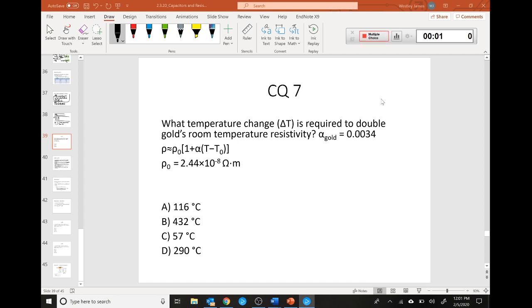So the question is, what temperature change is required to double gold's room temperature resistivity? I give you the temperature coefficient, I give you the resistivity at room temperature. I told you all I'd give this to you, and now it's just at what temperature change is required. So please do not give me final temperature, because that's not what I'm asking for.